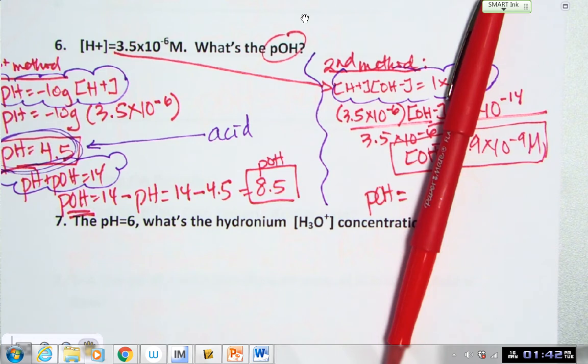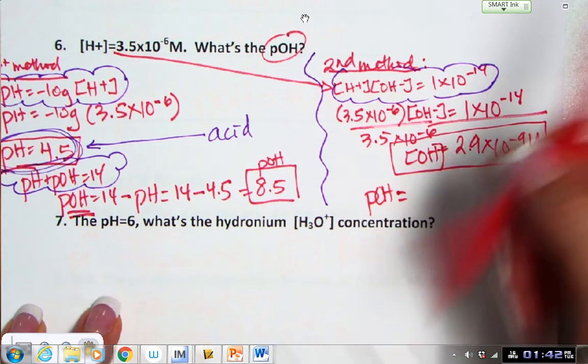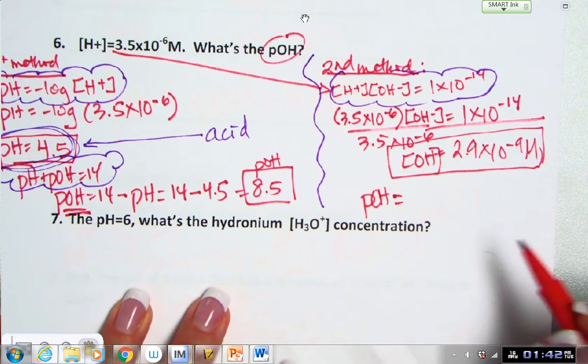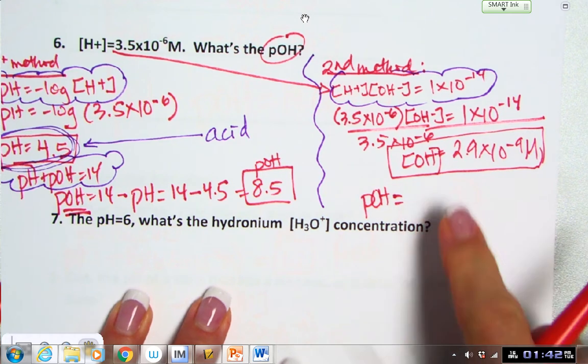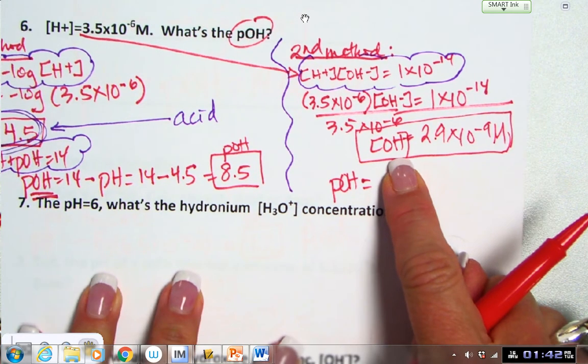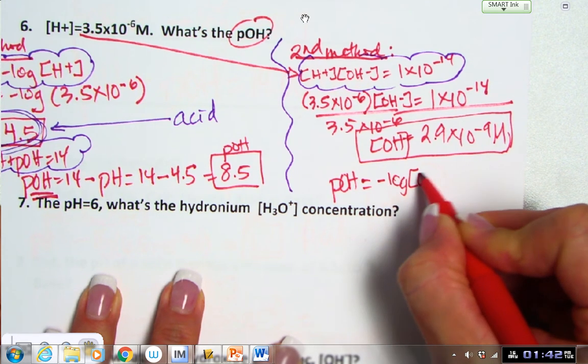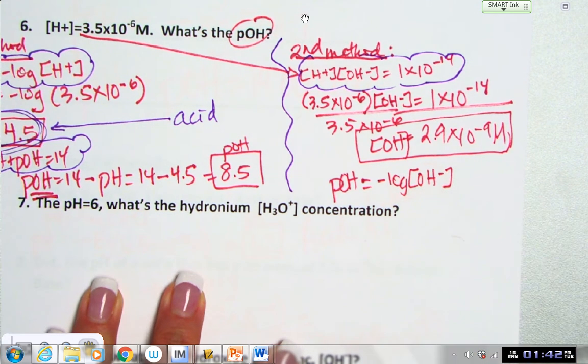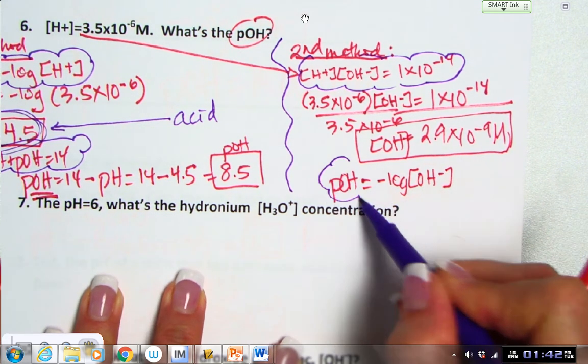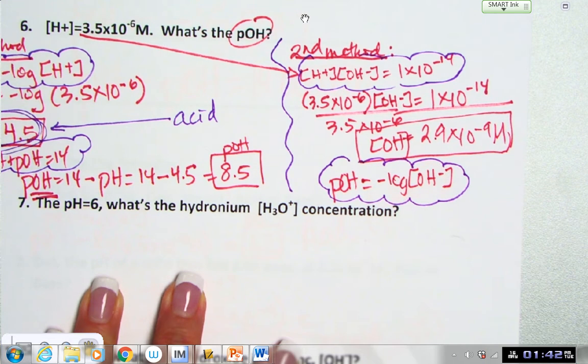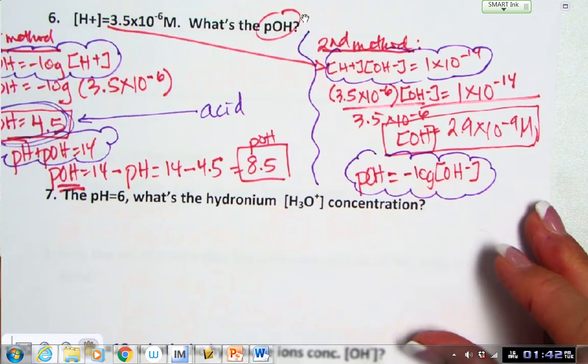Okay, so we were in the middle of this problem. I was showing you the second method of calculating the pOH. So we just found the hydroxide ion concentration. So now we're going to use pOH is equal to negative log of the OH. So this will be our second formula. And you can work this out with either method. I'm just showing you both ways to do it.